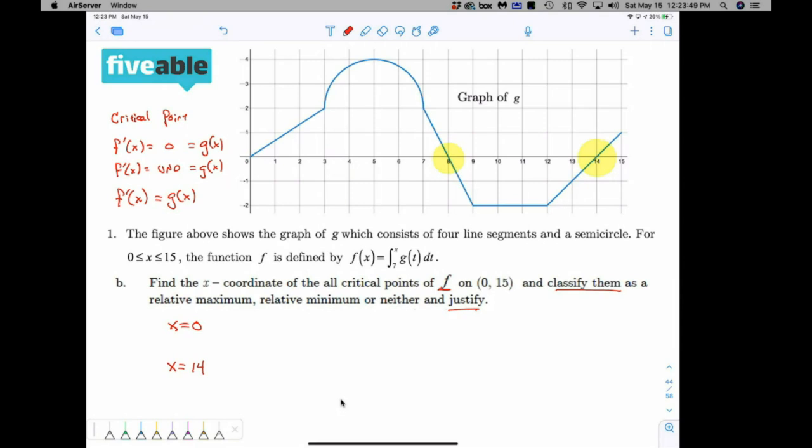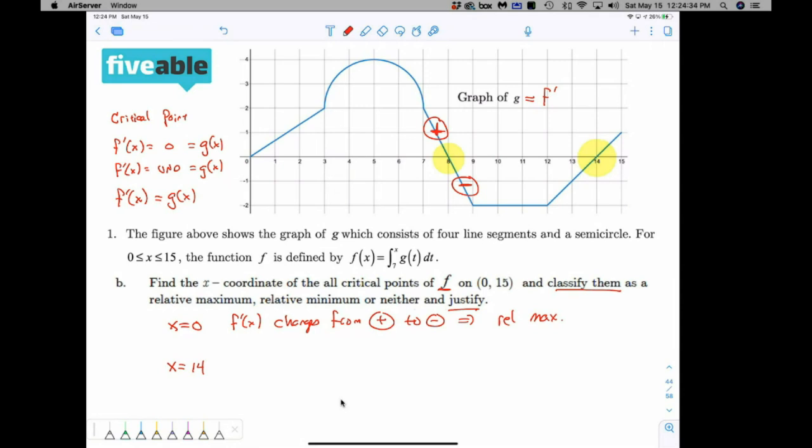Well, what we know in this problem is that the graph of g is the same as the graph of f prime. So as we look at this problem, what we're seeing is this graph is positive before 8 and it's negative after 8. So what we can say about this is that f prime changes from positive to negative. That means we're going to have a relative maximum. Because anytime your slope changes from positive to negative, your function changes from increasing to decreasing, and that means you have a relative maximum.